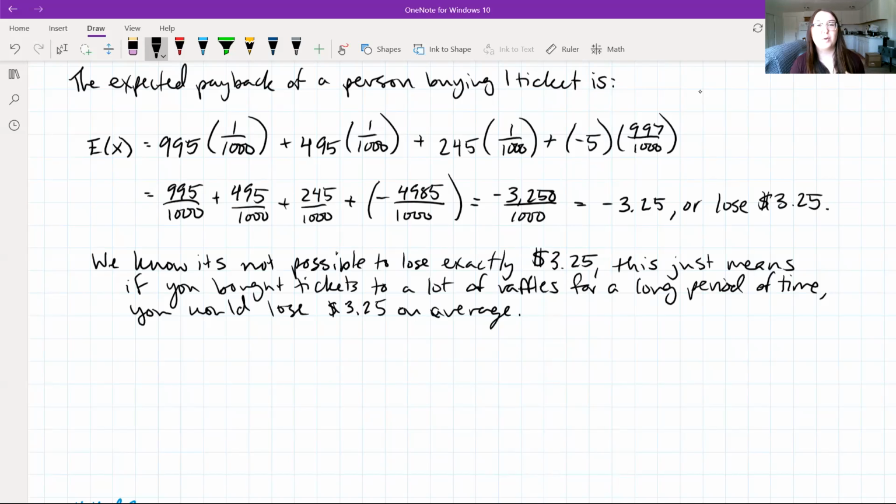So this just means if you're repeating this process for a very long period of time, this is going to be kind of your on average. So this means that on occasion you'll win, but most of the time you probably won't. So you're really going to be losing money in the end.